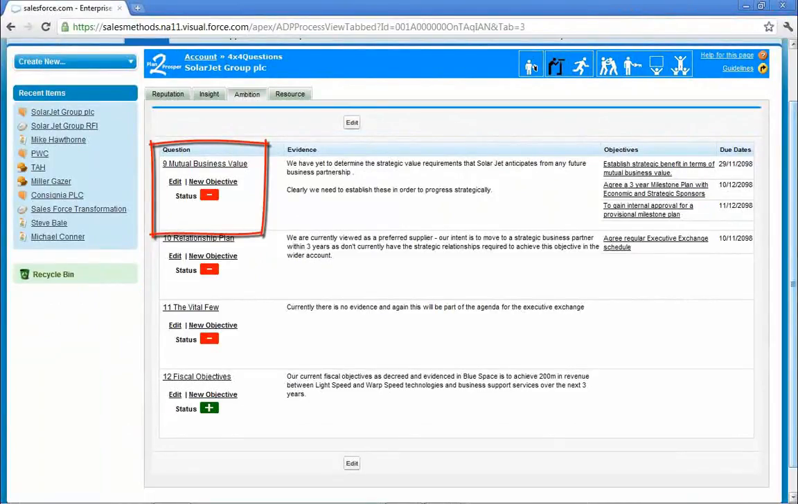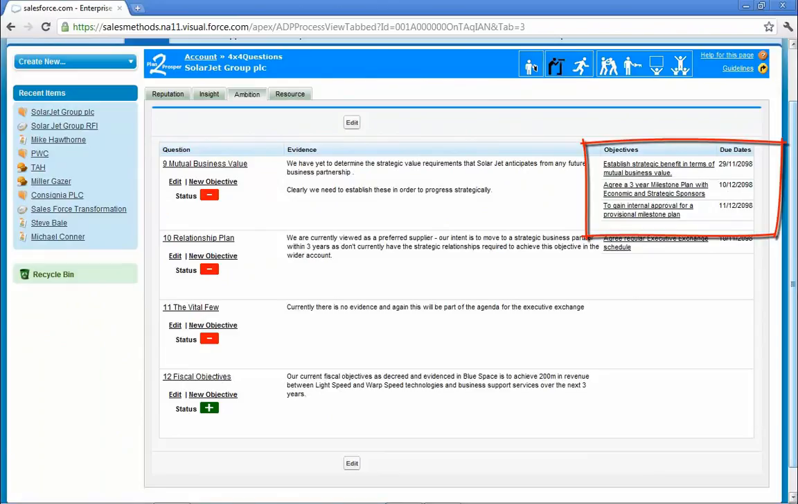Here in the summary view, you can see that we have rated our status as red. We have not yet determined the win-win that will fuel the energy needed for both SolarJet and us to commit time and resource to working together over the next couple of years. You can see that we have been giving this some thought, and the first out of our 3 objectives that we have set ourselves is to determine the mutual business value.